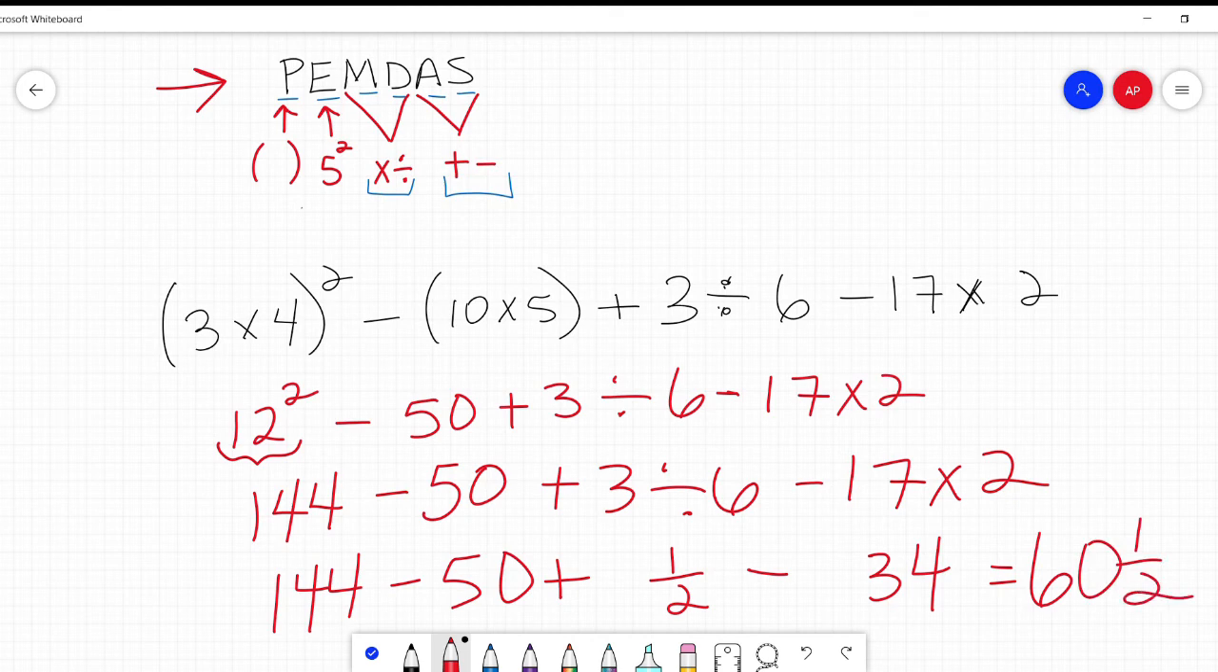Okay, and there we have order of operations in practice. So again, it's parentheses, exponent, multiplication and division together, just moving left to right, and addition and subtraction in the same step, moving left to right. And I think that's everything.